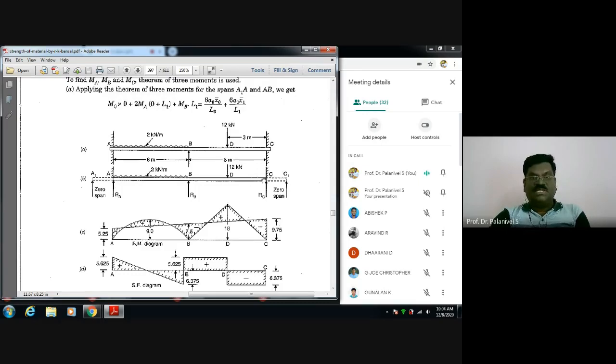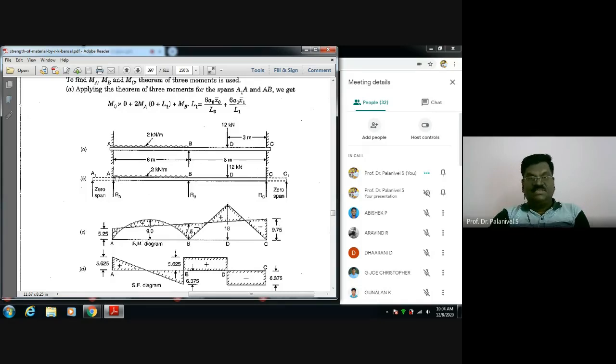You assume zero span here, zero span here. Now you take these two consecutive spans, A1A and AB. First you apply the theorem of three moments. You will get one equation. Name it as equation 1.